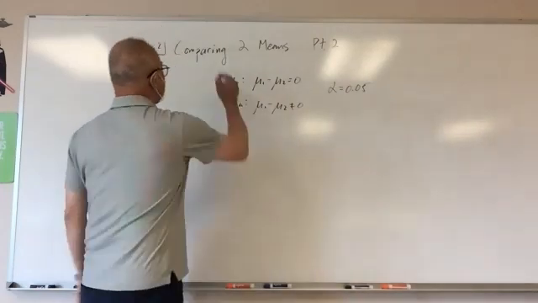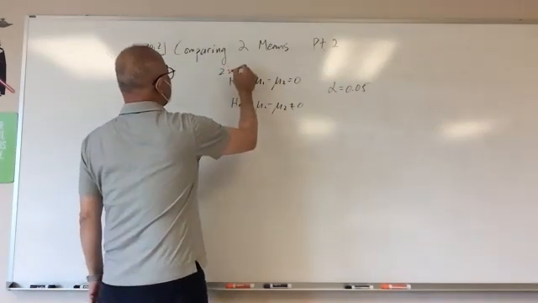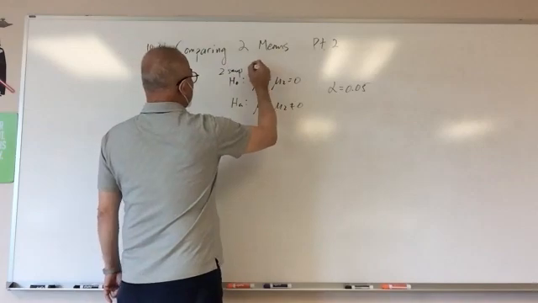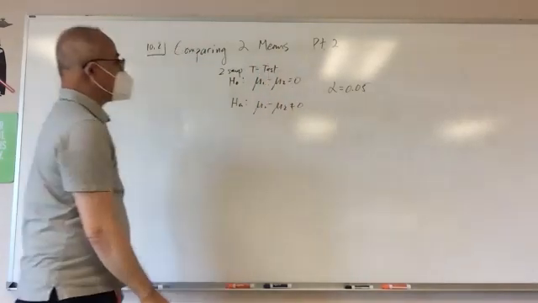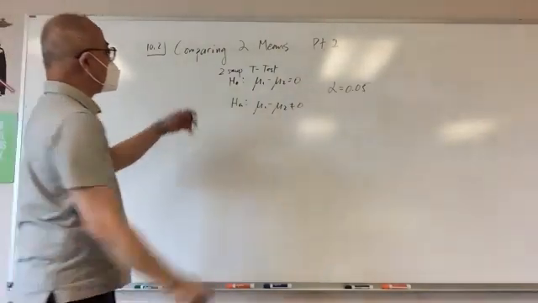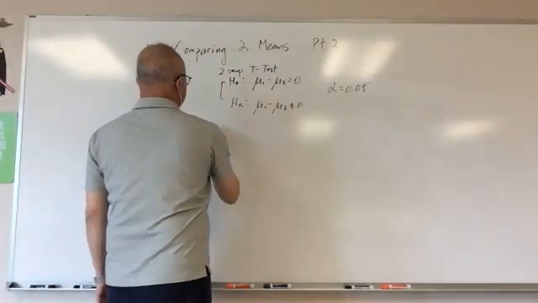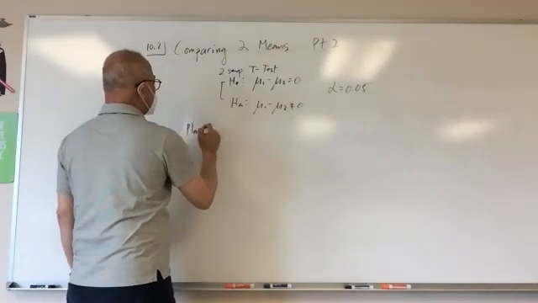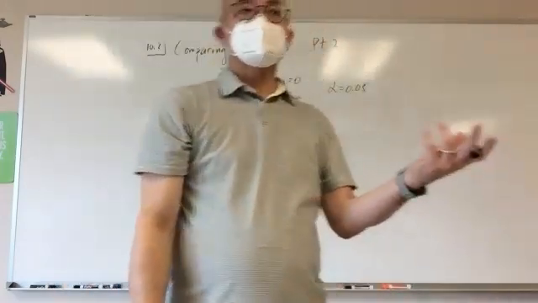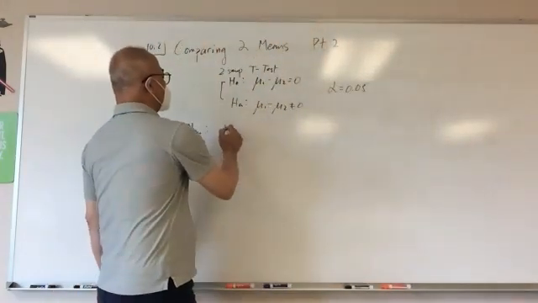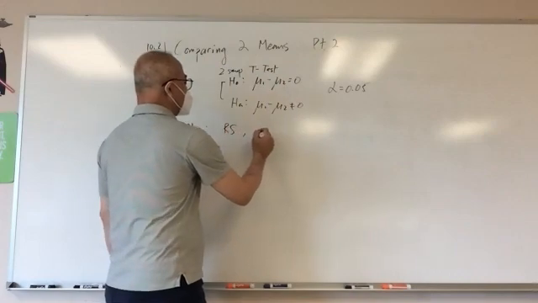So on the state step, we will be doing a 2-sample T test. And then in the plan step, we would check for our conditions, which are exactly the same as our confidence intervals. So we would check for a random sample.